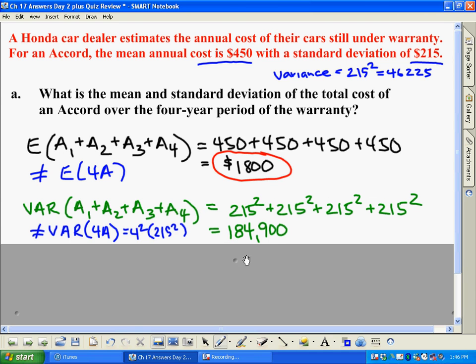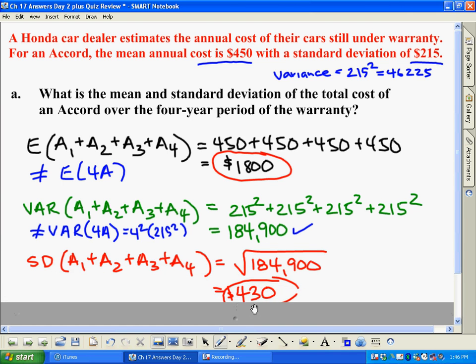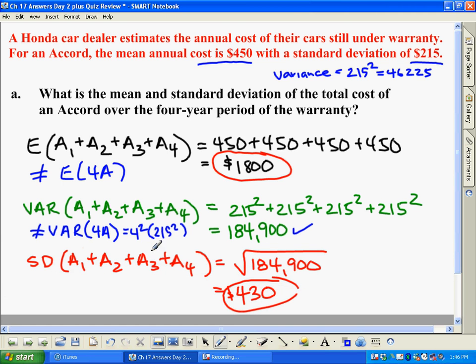Finally, for standard deviation, all you do is you take this answer here and you square root it. So the standard deviation, therefore, for year 1, year 2, year 3, and year 4 all added together would be the square root of that, or otherwise known as $430. All right, so that's answering our first question here.